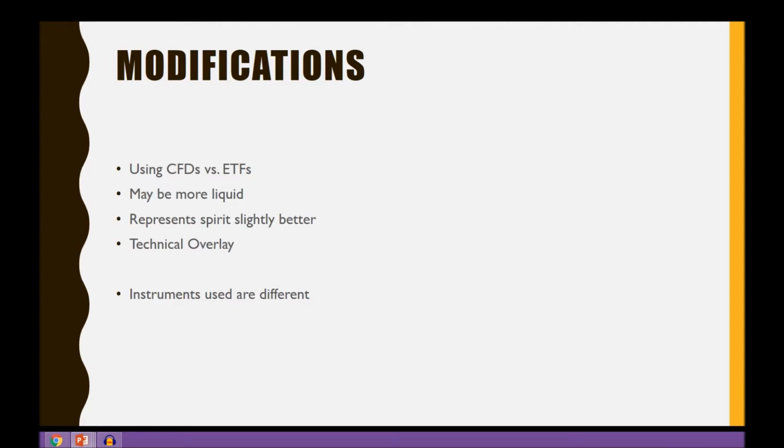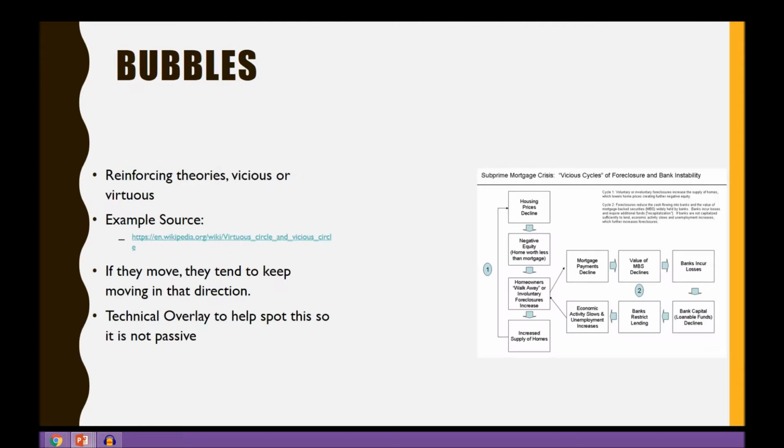One of the reasons why I have a technical overlay is because I believe in the function of bubbles. For those of you who have been following me for a while, you understand that I like George Soros, and one of George Soros' theories is the theory of reflexivity, that a market tends to move in the same direction because of virtuous and vicious cycles. You can read more about it in his book Alchemy of Finance. I just took this subprime example from Wikipedia, and you can see the links over here if you like.